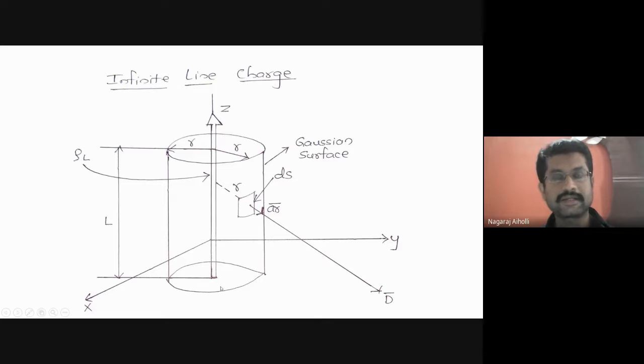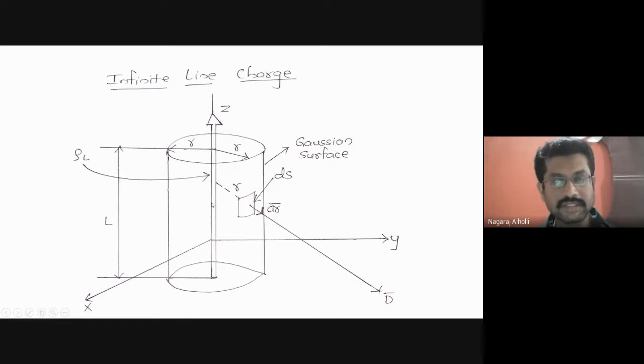The same as we studied during the infinite line charge derivation in our previous classes. It's your test question. An infinite line charge is placed along the z-axis from minus infinity to plus infinity. The line charge density is rho L. Now, to find the electric field intensity or electric flux density, we are considering the Gaussian surface.